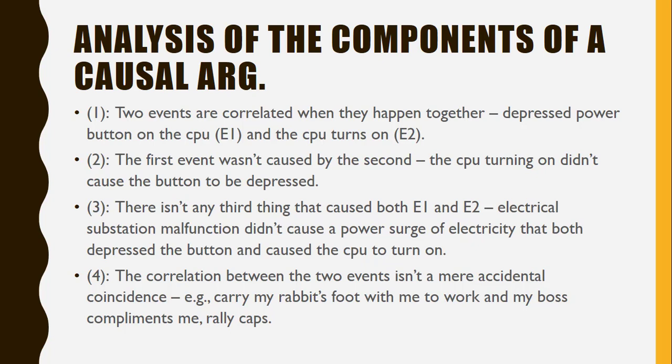And then fourth, the correlation between the two events isn't a mere accidental coincidence. Here are some examples of accidental coincidences. For example, let's say I decide to bring my lucky rabbit's foot with me to work, and then that day my boss happens to compliment me on my work performance. I might think to myself, perhaps my lucky rabbit's foot caused my boss to compliment me and think I'm a good worker. However, that's just a mere coincidence. That's an accidental coincidence. That's not causation. The rabbit's foot did not cause my boss to compliment me at work.